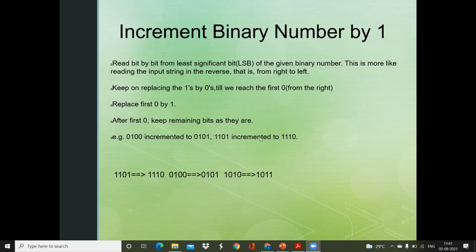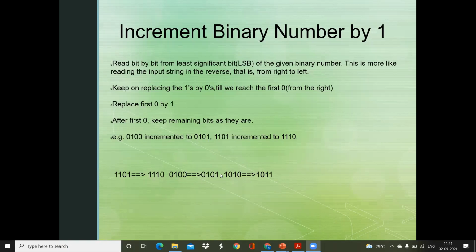And once it is done, the first 0 is replaced with 1. The remaining bits you have to keep as they are. That is the reason you will find these last two ones. So this is the incremented value. And one more example is added here. So you can see the increment of a binary number by 1.